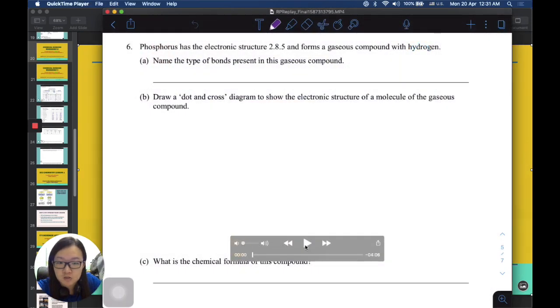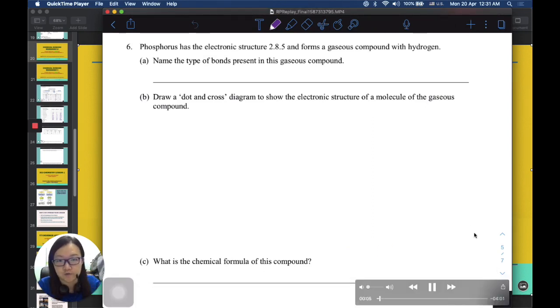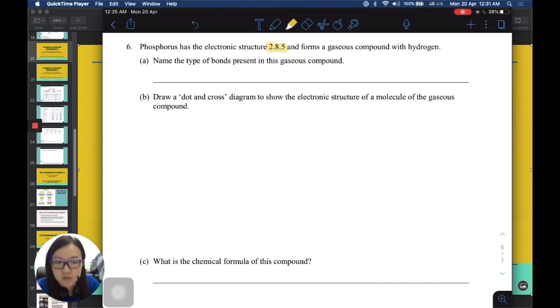Question 6. Let's look at this question. Here you have phosphorus, which has the electronic structure 2.8.5, and it forms a gaseous compound with hydrogen. Part A, you're supposed to name the type of bonds present in this gaseous compound. At this point, I just want to remind you again: in class, I told you before, in exams, whatever is stated in the question is sufficient and just nice for you to answer the question. It won't be too much such that it confuses you with unnecessary information, neither will it be too little such that you don't have enough information to answer the question.